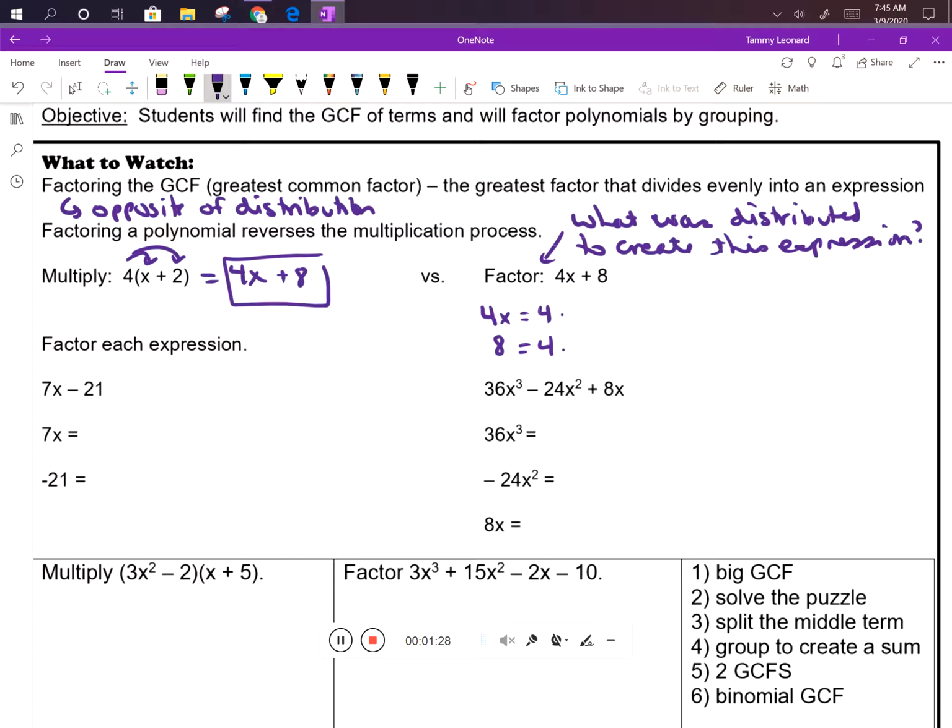Now I have to figure out what was this distributed to. So looking at the top, I've got a 4. What would I need to multiply 4 by to create that 4x that we have in the original problem? Well, I would need an x. In the bottom one, I have 4, and I need to get back to 8. Well, if I multiply by 2, that would get me to 8. That tells me that this 4 is the thing they had in common. It's what was distributed. And the x plus 2 is what the 4 was distributed to. This is the factored form of that expression. And notice, it's exactly the same as the problem on the left, the one we were asked to multiply in the first place. So we're going to follow this process through a little bit.